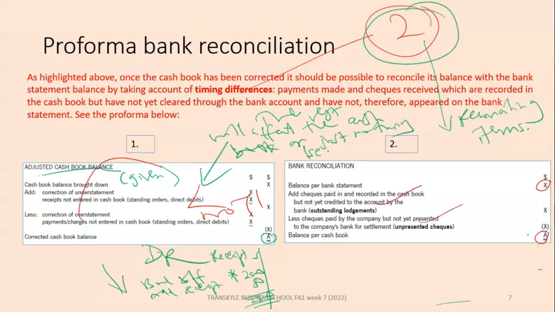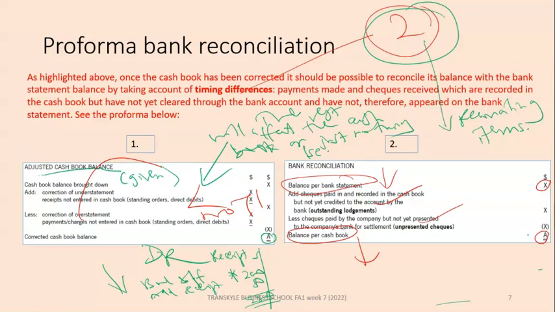All right. Now, remember, it is not hard and fast. You may start with the balance per cash book going down, or the balance per bank statement going down, just the same. You can start with either of the balances. So if we start with the balance per bank statement, what do we have to do? We have to add the checks paid in, because we have recorded those checks in our cash book.